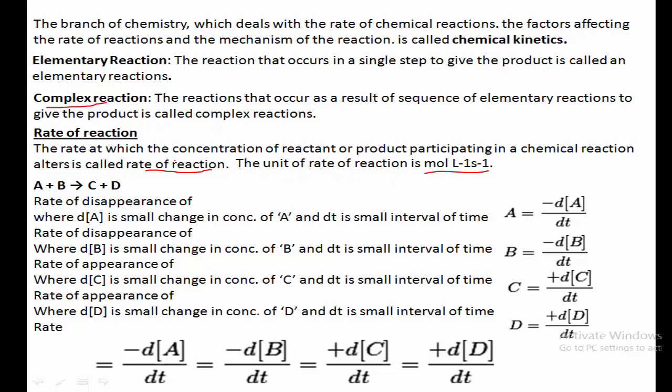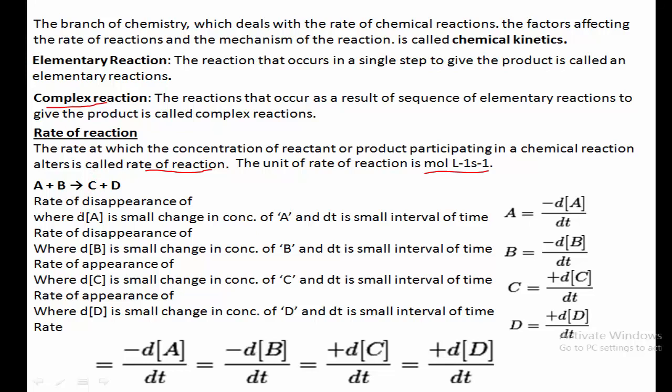Now consider the reaction A plus B gives the products C plus D. So here, A and B are the reactants and C and D are the products. As you know, as the reaction proceeds, the concentrations of the reactants A and B decrease and the concentrations of C and D increase. So A and B go on disappearing and C and D go on appearing.